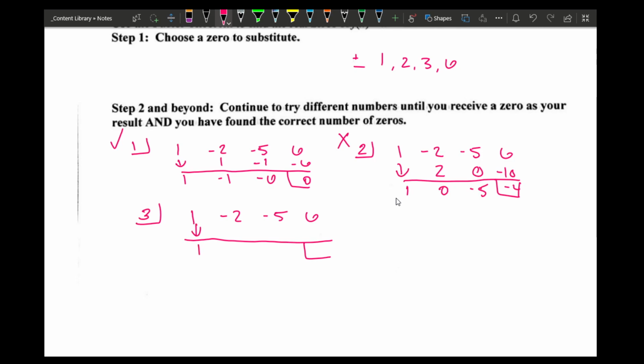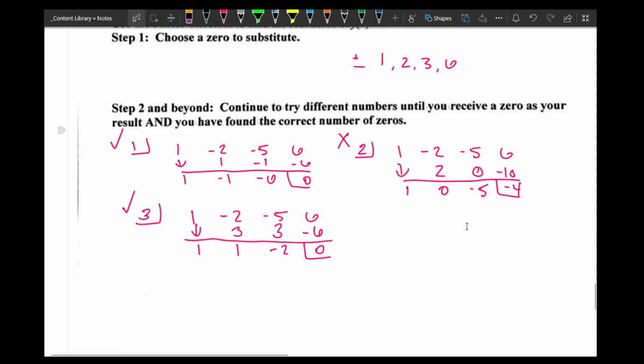3 times 1 is 3. Negative 2 plus 3 is 1. 3 times 1 is 3. Negative 5 plus 3 is negative 2. 3 times negative 2 is negative 6. Hey, those add up to 0. There is our other positive root. I do not need to check 6 because I know the maximum is 2 positive roots.